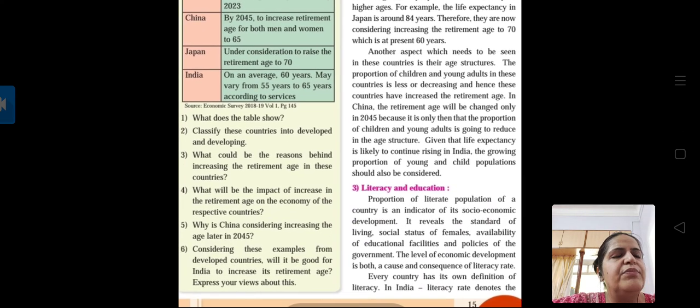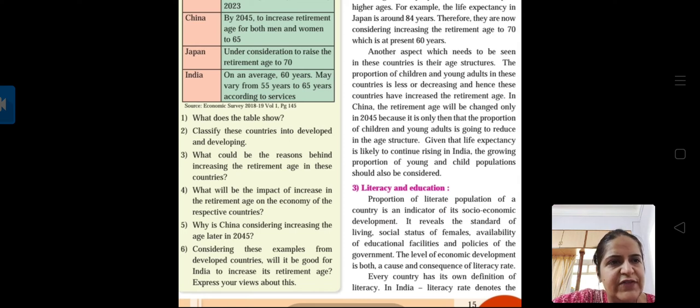Literacy. The proportion of literate population of a country is an indicator of its socio-economic development. Literacy plays a very important role in how the country is developing economically and socially. It reveals the standard of living and the social status of females. Females play a very important role. Women have to be considered in each and every aspect of economic growth of a particular country.